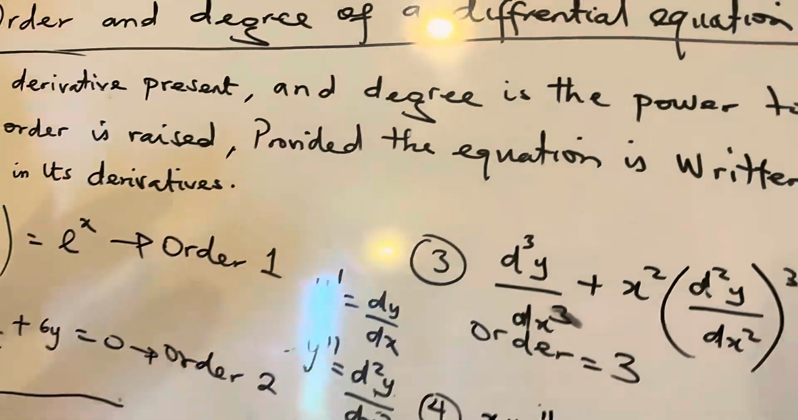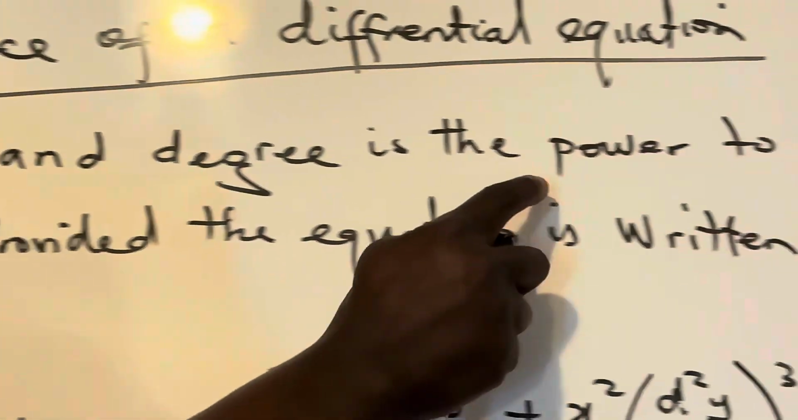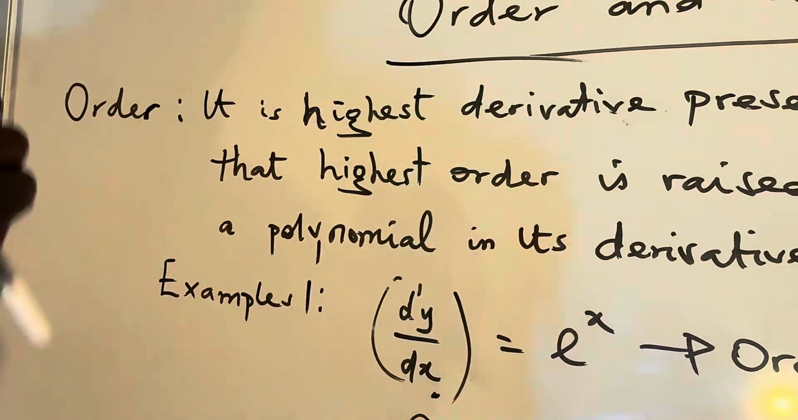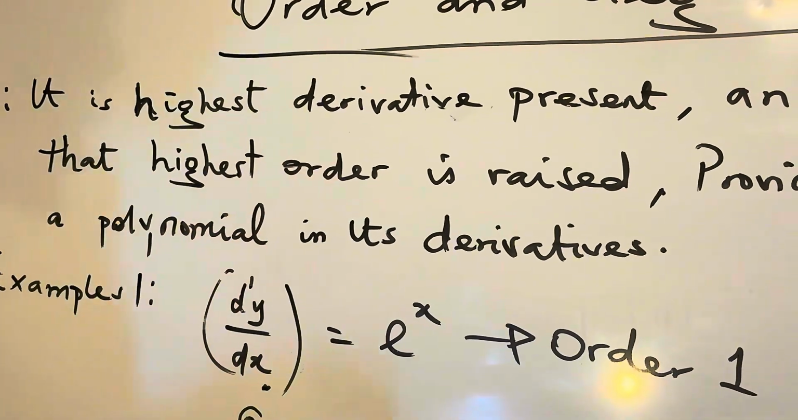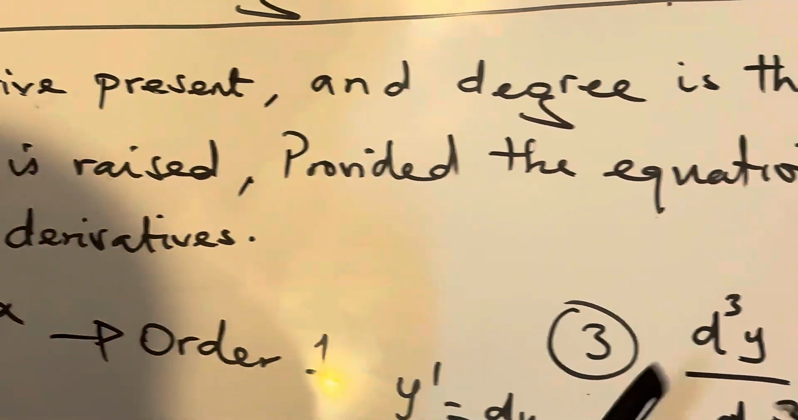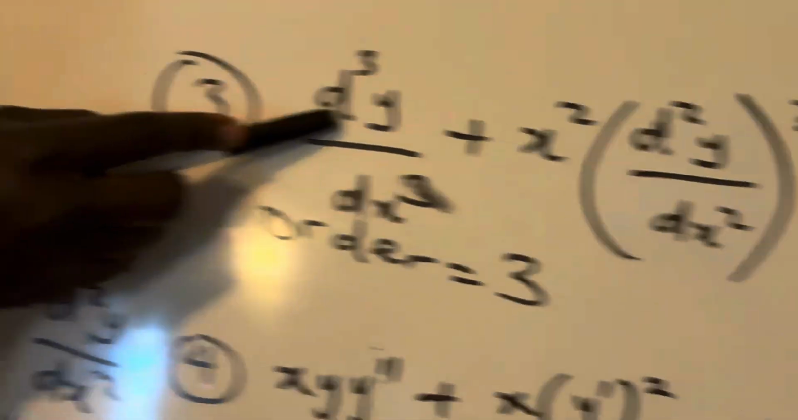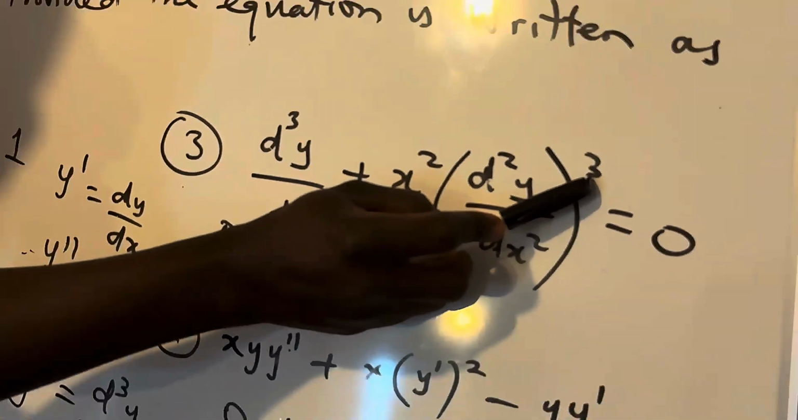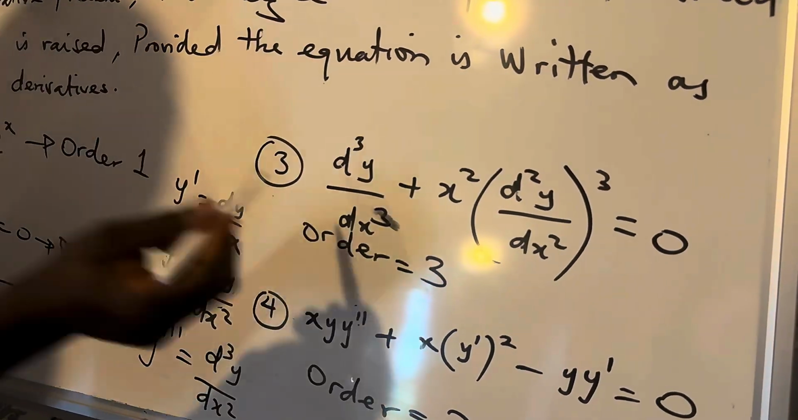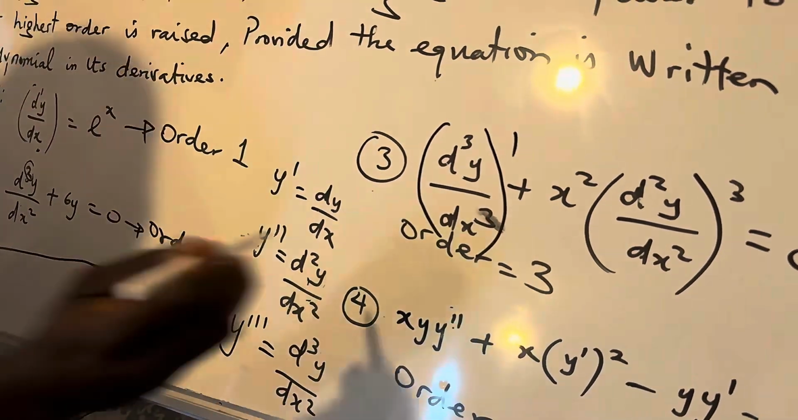Now, how do we determine the degree of a differential equation? From the definition on the board, a degree is the power to which that highest order is raised. Now, let me just give you an example from number 3. Number 3 here, the highest order is 3, right? We have third order here, we have second order here. If you look at the second order, it is raised to power 3, while third order here is raised to power 1. So the degree is 1.